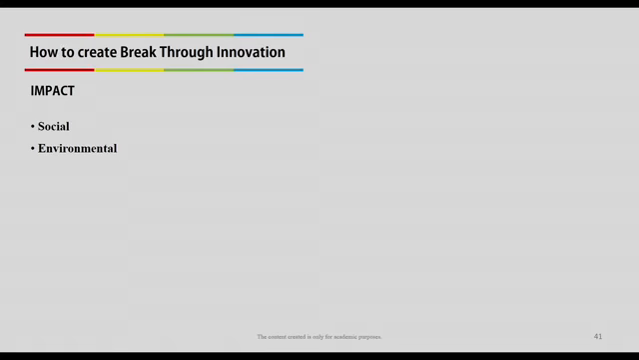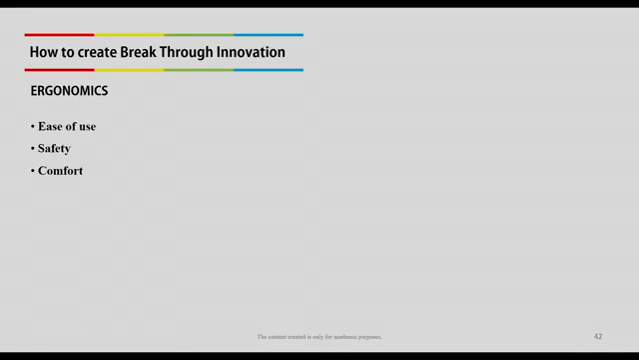The next value is impact. As a product designer, you should see what the impact of your product will be on society, as well as on the environment. The next value is ergonomics. In ergonomics, you have to consider whether the product is easy to use, whether the product is safe, and whether the product gives proper comfort or not.